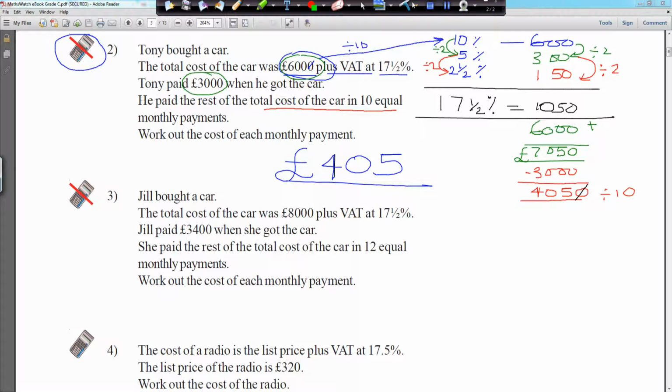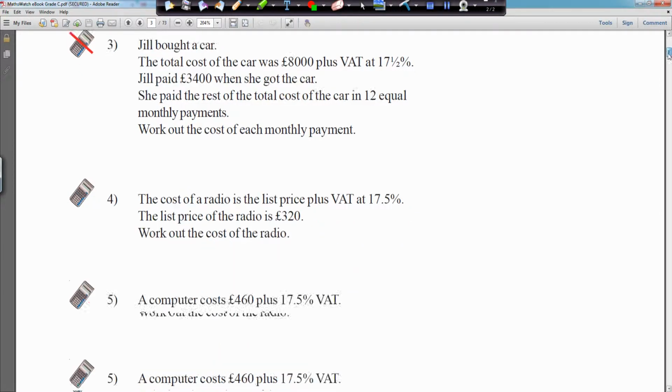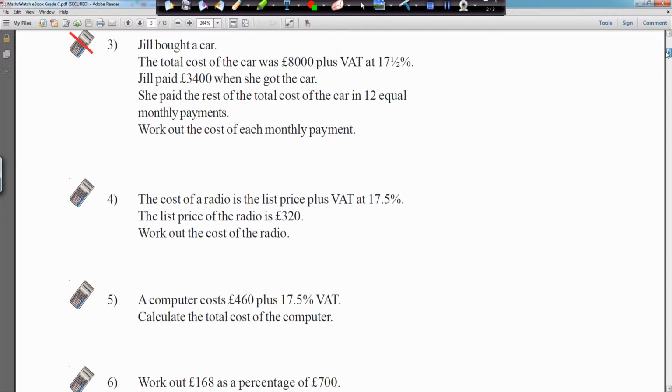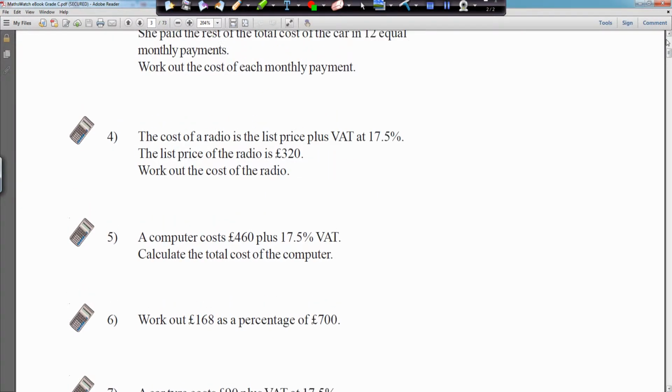I'm going to need to move the page up. So I'm going to have to clear this part first of all. Right, let's move the board up now. So we are working on the PDF. Okay, right, let's go.